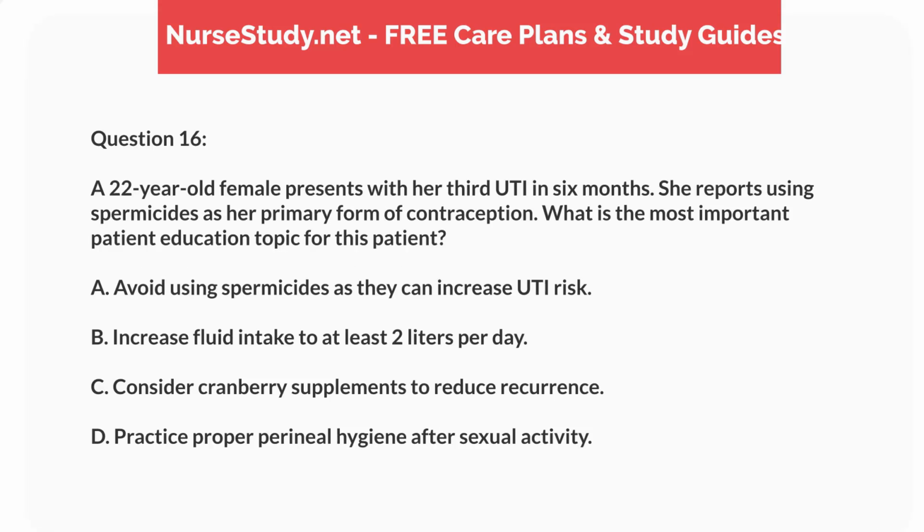Question 16. A 22-year-old female presents with her third UTI in 6 months. She reports using spermicides as her primary form of contraception. What is the most important patient education topic for this patient? A. Avoid using spermicides as they can increase UTI risk. B. Increase fluid intake to at least 2 liters per day. C. Consider cranberry supplements to reduce recurrence. D. Practice proper perineal hygiene after sexual activity.